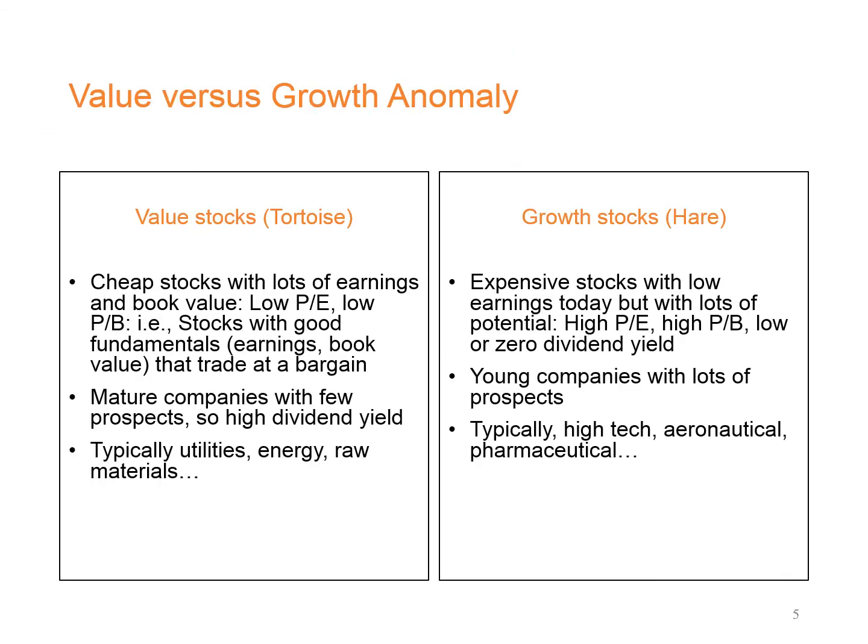This slide shows comparisons between value and growth anomaly. These two anomalies are in direct contrast of each other. Value anomaly derives abnormal return from stocks with low price to earnings ratio and mature companies. On the other hand, growth anomaly derives abnormal return by investing in stocks with high relative valuation but have strong growth potential.